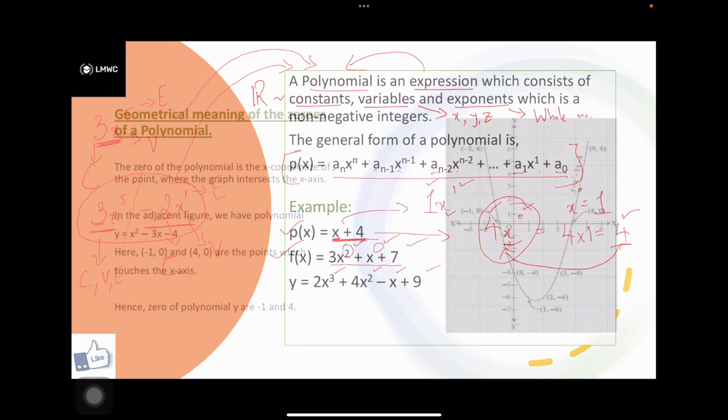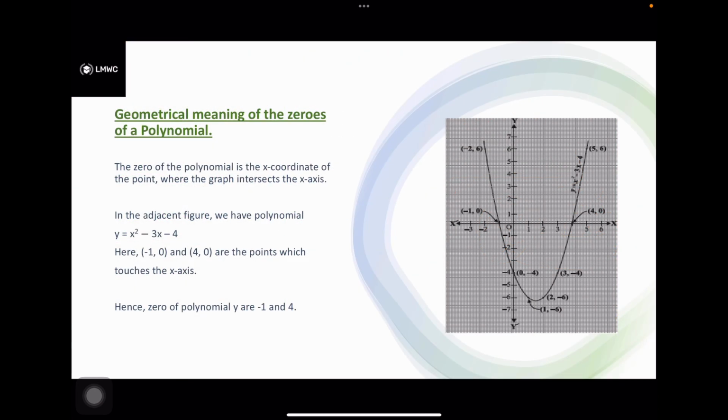All right. So the next topic we have is the geometrical meaning of the zeros of polynomials. In this topic, what we are going to learn is how to take out the zero of a polynomial from the graph. The zero of the polynomial is the x coordinate of the point where the graph intersects the x-axis, the point which touches the x-axis. Our x-axis is the horizontal one, right? So the graph which you will plot, if it touches the x-axis, from that point you just need to take out the value of x.